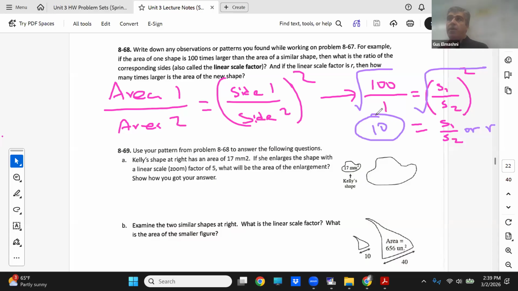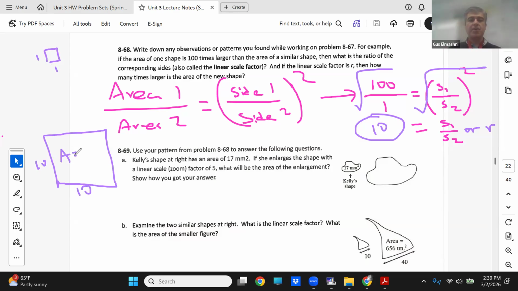So for example, if you have a square, this is a great example actually. Let's say it's the length of 1 and 1, and the length of 10 and 10. What's the area for this one? How about the small one? So you see how the ratio of the areas is 100. What's the ratio of the sides? 10. There we go.